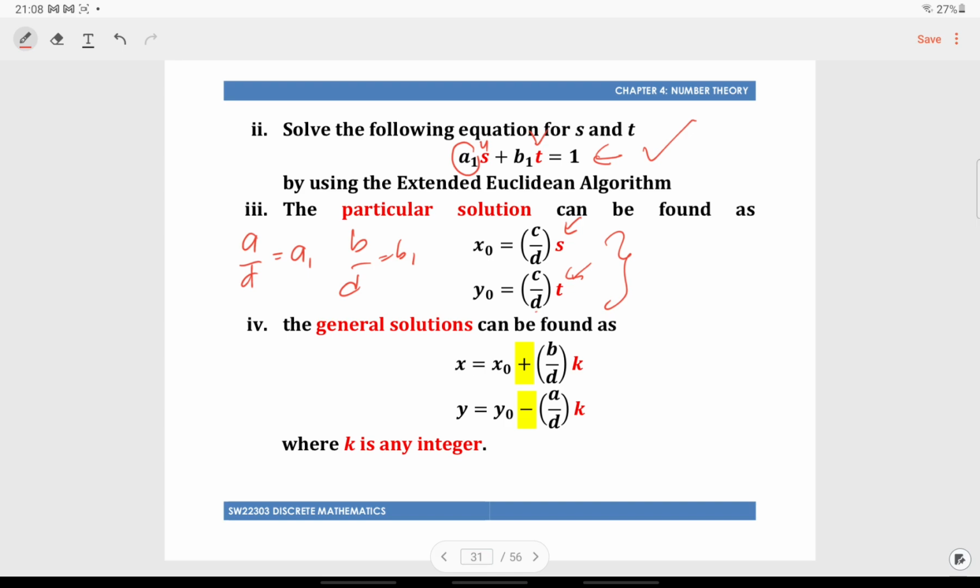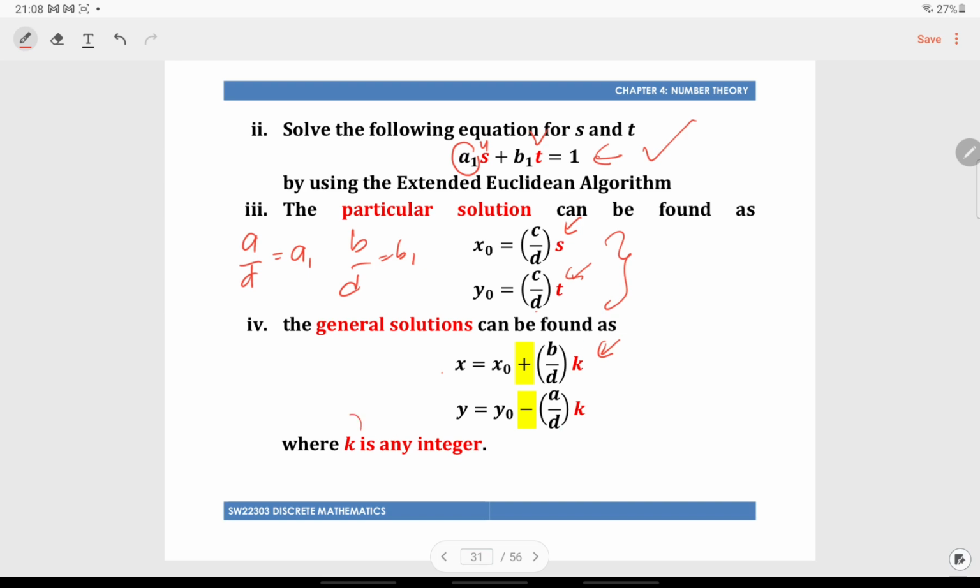The general solution is denoted simply by X and Y. The general solution for X is X equal to X naught plus B over D multiplied by K. For Y, it is Y equal to Y naught, the particular solution for Y, minus A over D multiplied by K. For X, it is plus; for Y, it is minus. That is why I highlighted these two operations, because they are crucial.